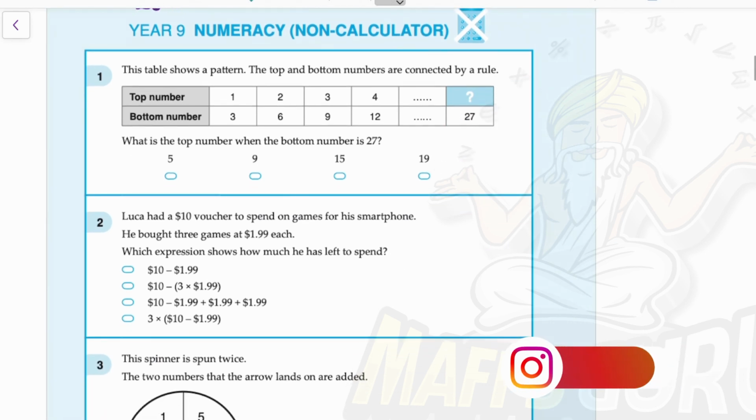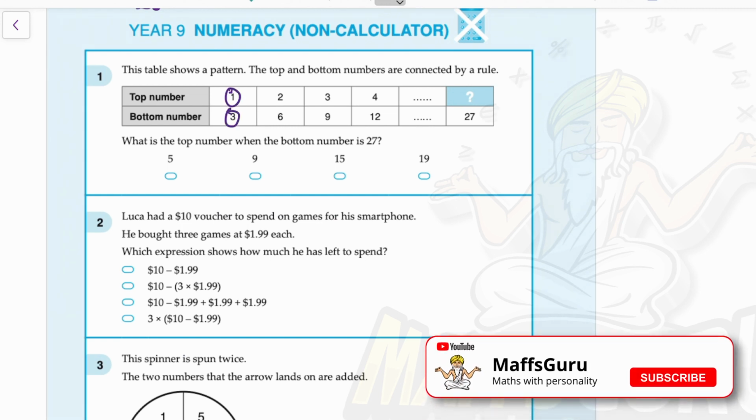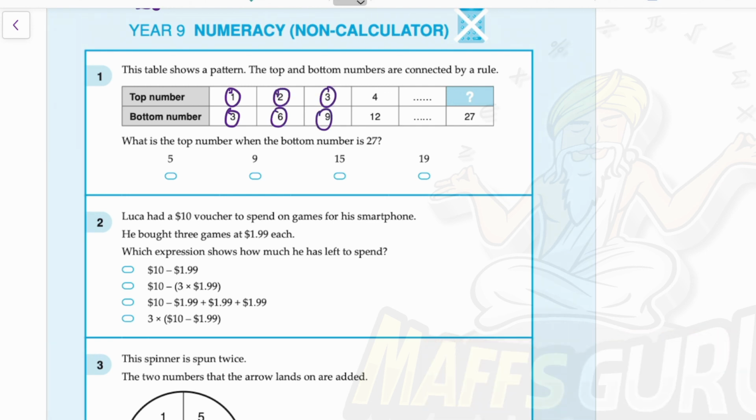So let's get going. The table shows a pattern. The top and bottom numbers are connected by a rule. What is the top number when the bottom number is 27? So what we're trying to do is work out how we go from 1 to 3, from 2 to 6, from 3 to 9. Now, when people do this, they go, oh, I'm adding 2, adding 4, adding 6, adding 8. That's certainly a way of doing it, but that doesn't necessarily help us. We're looking for a times rule.